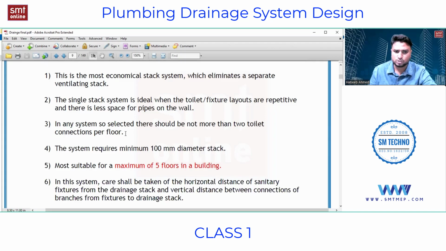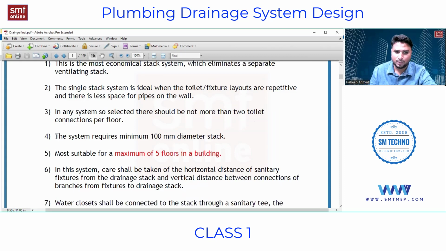In any system so selected, there should not be more than 2 toilet connections per floor. As I said, you need to check if there are only 2 toilets on each floor, then you can opt for this. If it is exceeding more than 2, then you can't proceed. These points we are discussing have been set as per NBC, National Building Code of India. Okay. This system requires a minimum stack diameter of 100 mm. The minimum diameter stack should be 4 inches, not less than that. Now we'll be calculating at the time of calculation. It might increase also, but it should not go below the minimum.